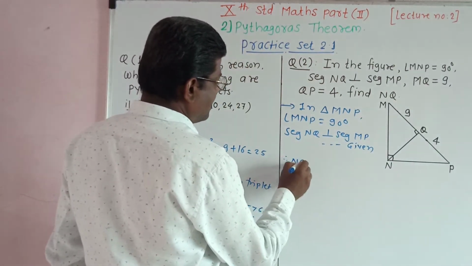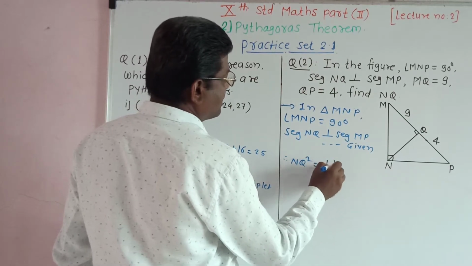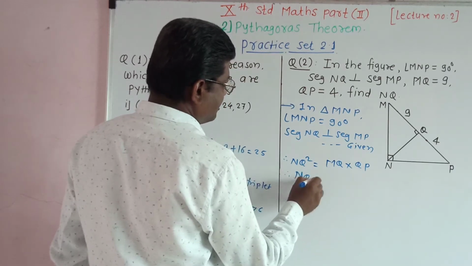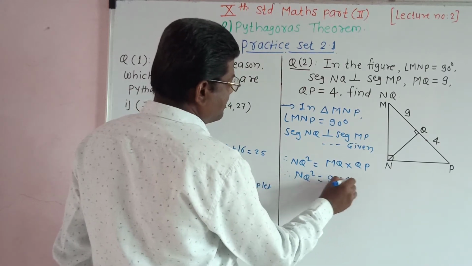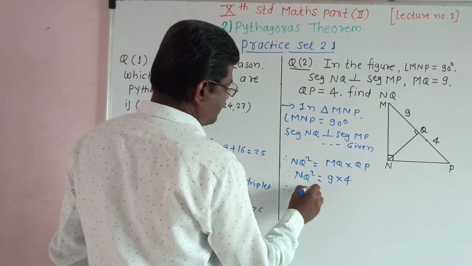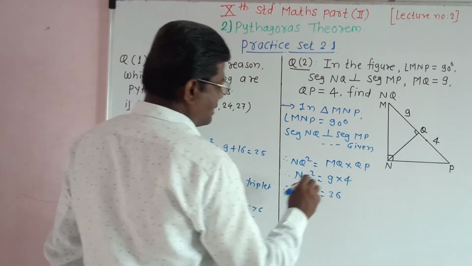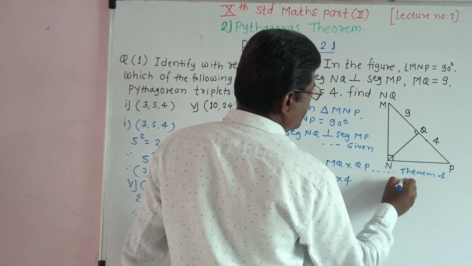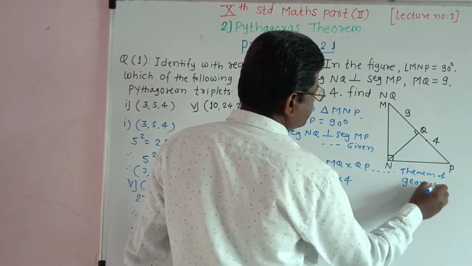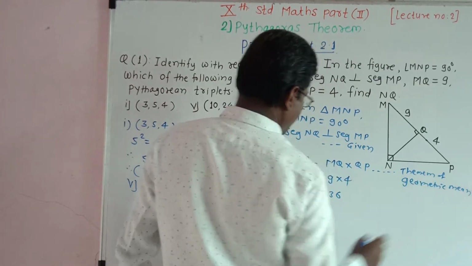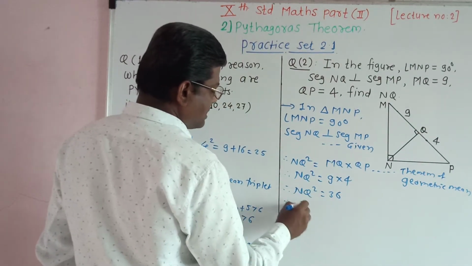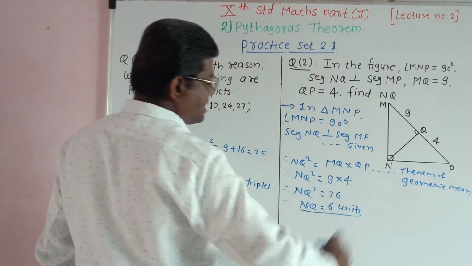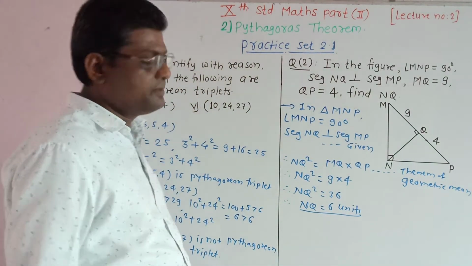Therefore NQ square is equal to MQ into QP. Therefore NQ square is equal to 9 into 4. Therefore NQ square is equal to 36. Here the reason is the theorem of geometric mean. Therefore NQ is equal to 6 units, taking the square root on both sides.